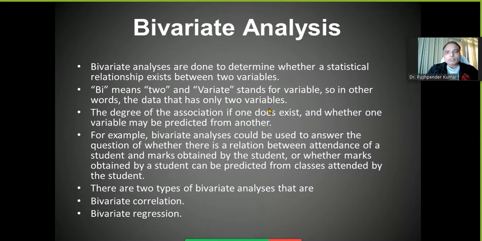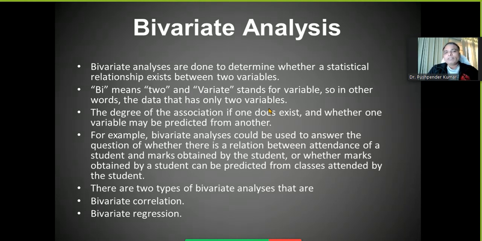Bi means two, variate stands for variables. So in other words, the data has two variables. And as I mentioned, generally whenever we have two variables, we look for some kind of relationship, before that some kind of association, and then we check whether one is creating some variance in the other or not. So that generally we do.